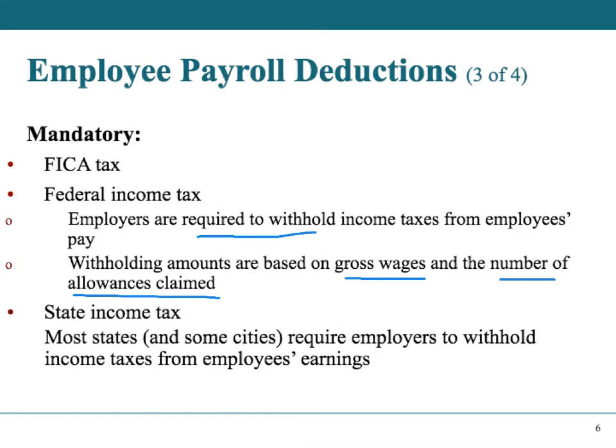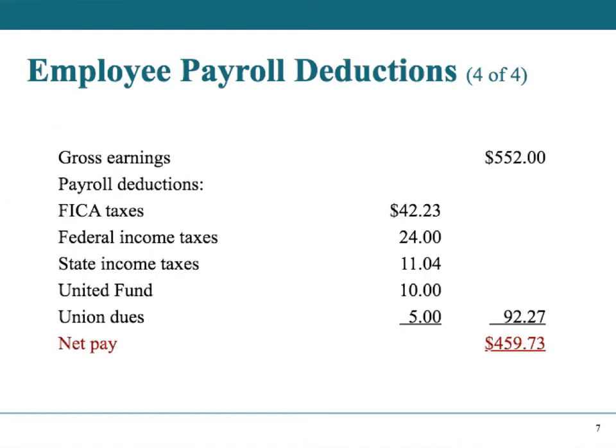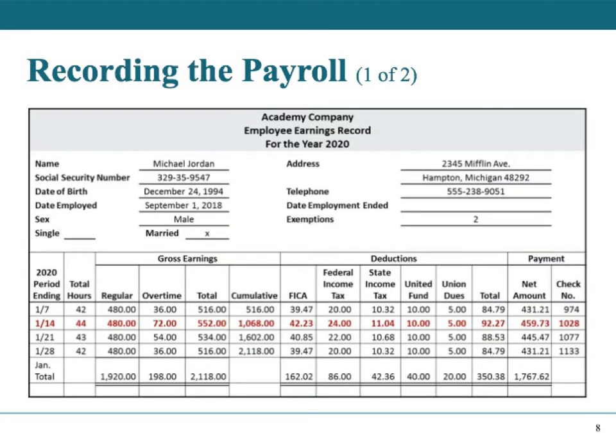And then most states and some cities, as I said, would require the employers to withhold also earnings from employees towards their state and city taxes. Okay, so here's a small calculation. If you start with gross earnings, here's all the amounts. We have these as mandatory and these as voluntary, and if you subtract them, this is the amount that will be paid in red as net pay. So quite a significant difference, fortunately for us.